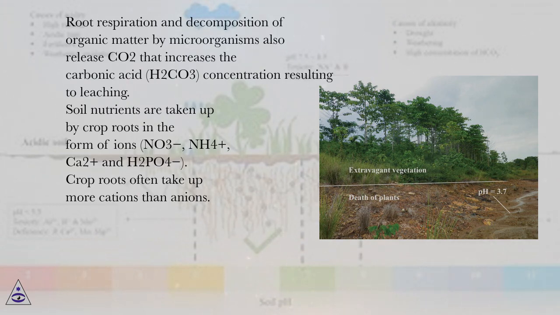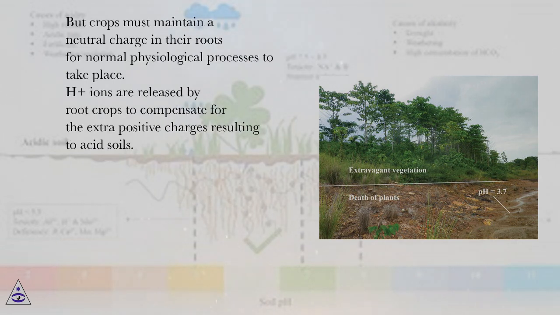Crop roots often take up more cations than anions. But crops must maintain a neutral charge in their roots for normal physiological processes to take place. H+ ions are released by roots to compensate for the extra positive charges, resulting in acid soils.